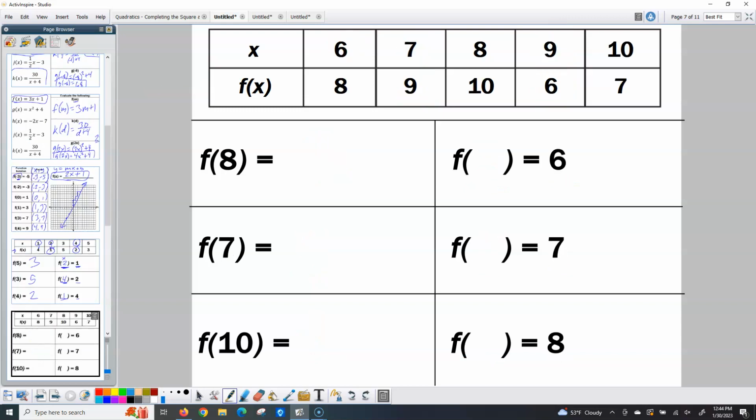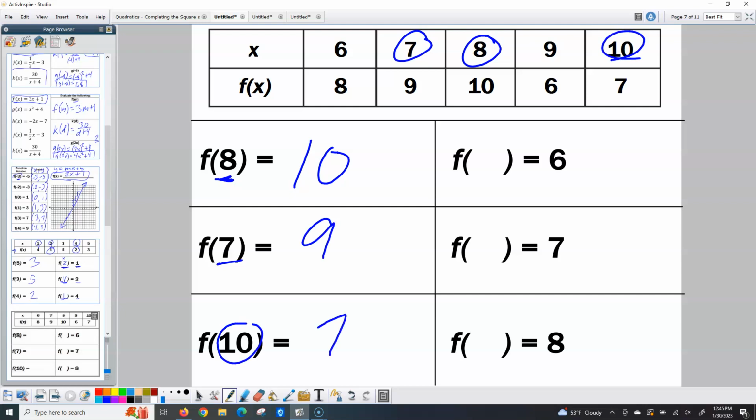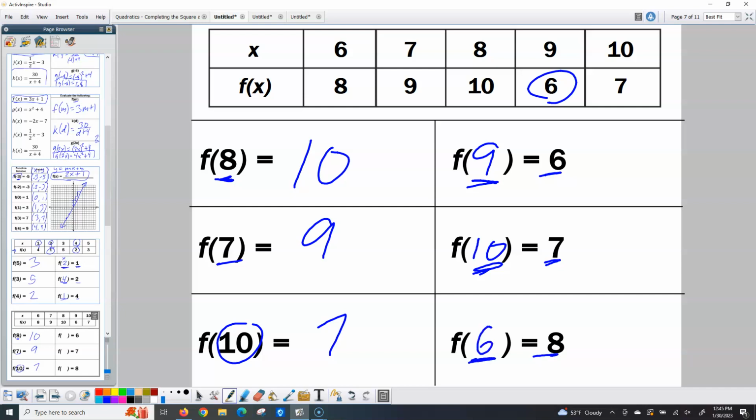If you want to push pause, try this one. It's probably a good idea. F of 8, so when x equals 8, that's 10. When x equals 7, that's 9. When x equals 10, that is 7. On the right side, I'm looking for an x that gives me 6. This gives me 6. That would be f of 9. I'm looking for an x that gives me 7. That would be 10. I'm looking for an x that gives me 8. That would be 6.